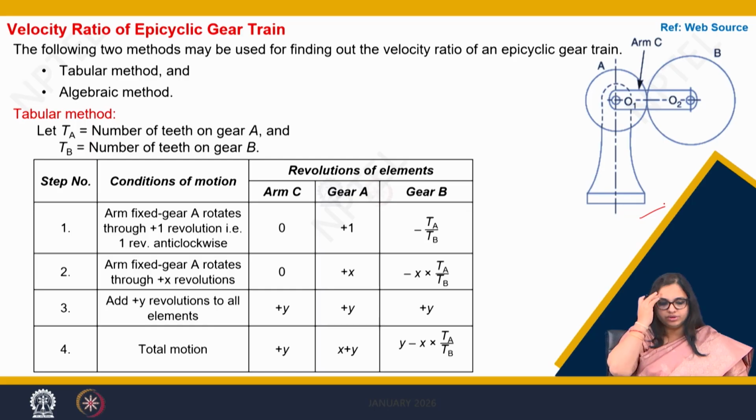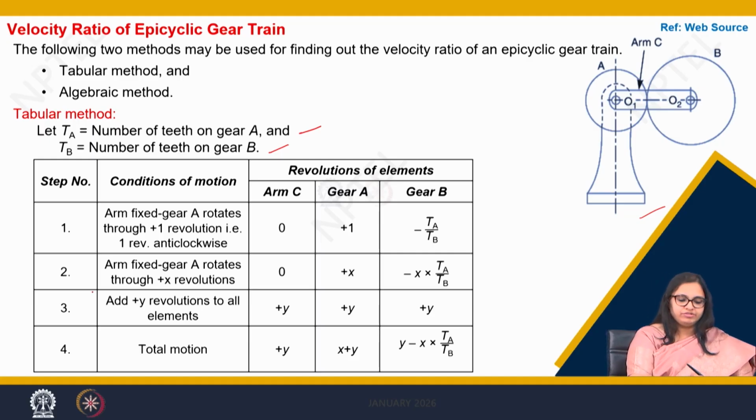Well, there are two methods. One is the tabular method and another is the algebraic method. In the tabular method, let us make a table like this, where we have TA as the number of teeth on gear A and TB as the number of teeth on gear B. We will go in multiple steps, with the condition of motions, and then we will be revolving each element. Here we have three elements: arm C, gear A, and gear B.